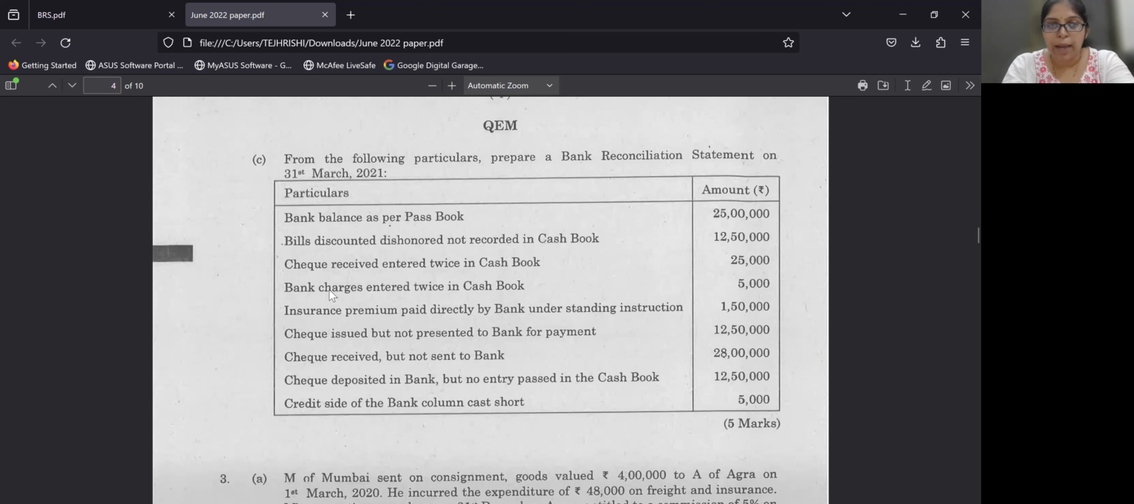Then bank charges entered twice in the cash book. So in the passbook, they had charged us 5,000, and in the cash book also it was done. But again, it was done twice, so we will deduct this amount. So here, we will keep some space. Let's do this.